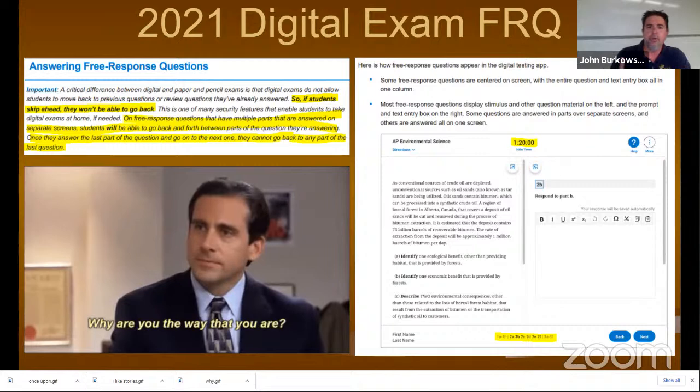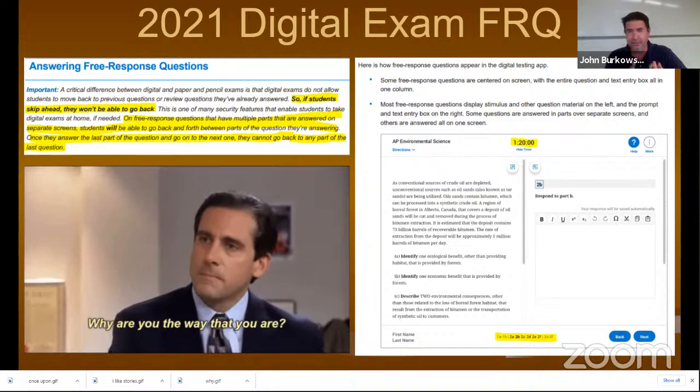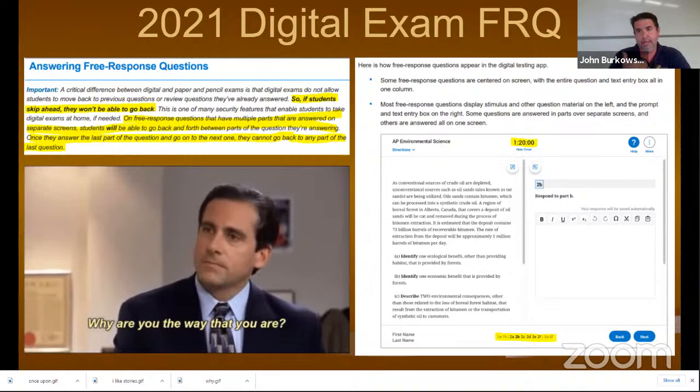So you can go through the parts. You can maneuver through the different parts of the FRQ. So part A, if you want to say, "Oh, let's do part C before I do part A," you can do that. I don't recommend that for this concept application FRQ, but just so you know, that option is available.